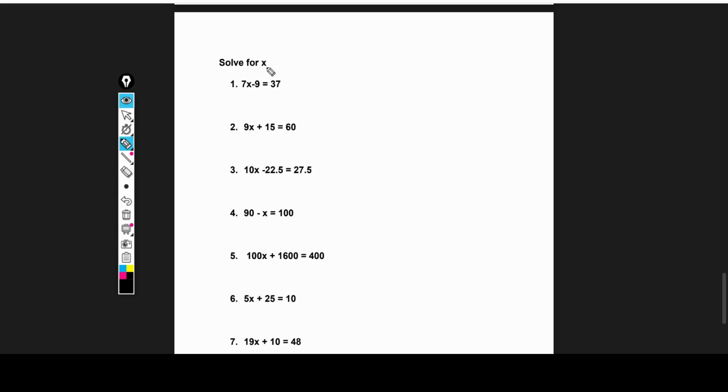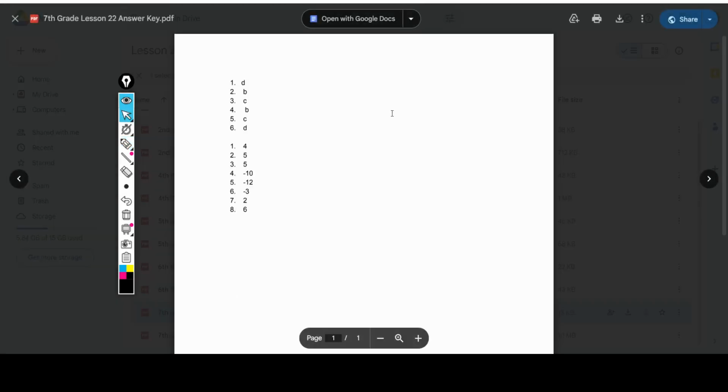Add 9 to both sides. Like always, we're isolating the variable. 7x equals, what's 37 plus 9? That equals 46. 7x, we divide both sides by 7, we get 46 over 7. X equals 46 over 7. If you want that to be a mixed number, that's 6 and 4/7.